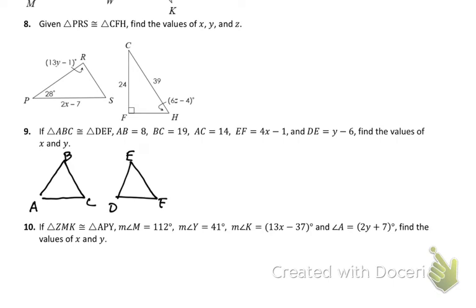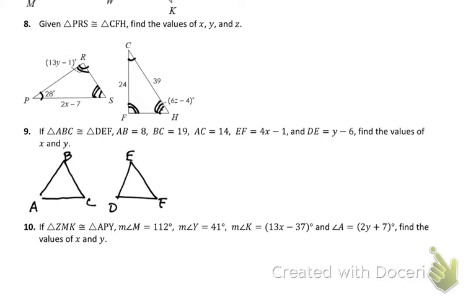Number 8 says, given triangle PRS is congruent to CFH, find the values of X, Y, and Z. Well, the big thing is make sure you're marking things correctly. P is congruent to C. So I should go, okay, P and C are congruent. R is congruent to F, I should say. And then S must be congruent to H.